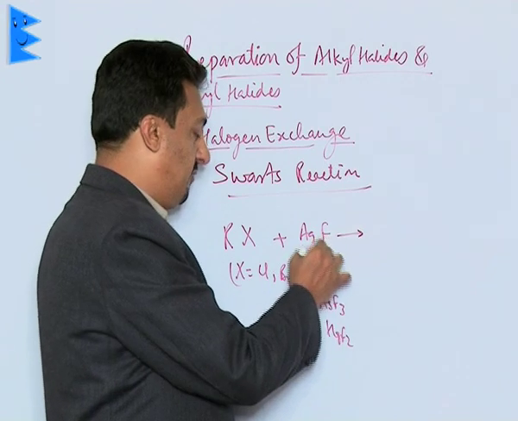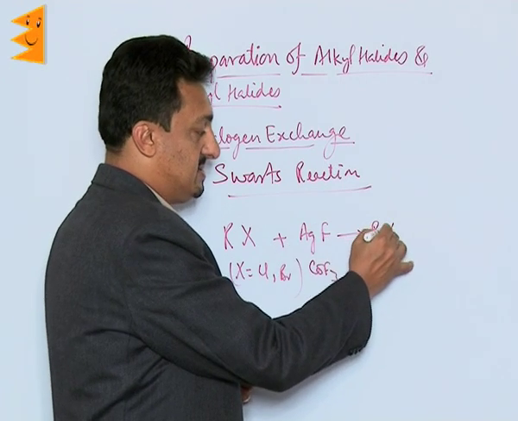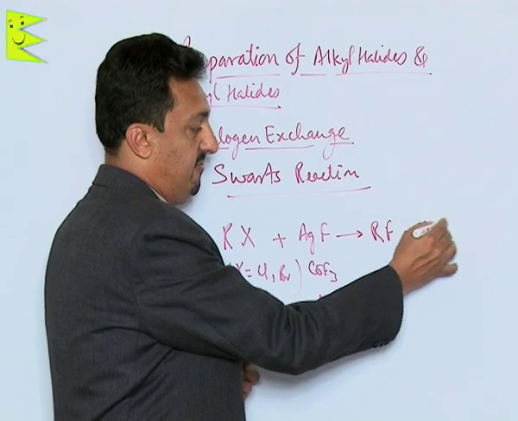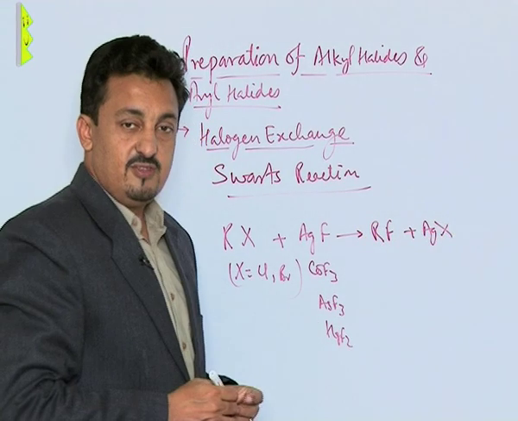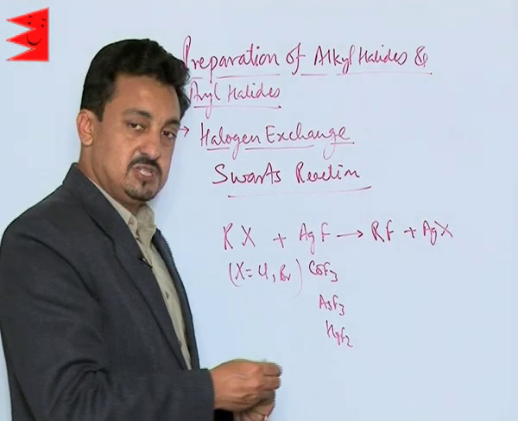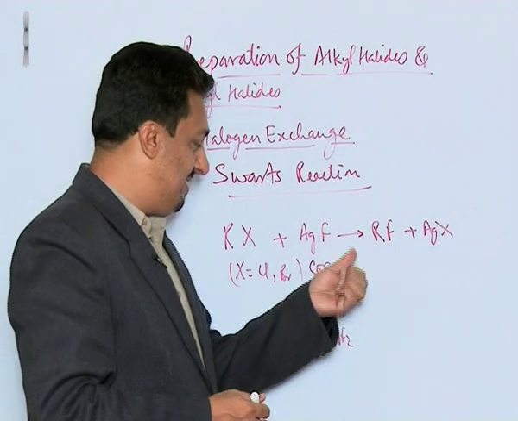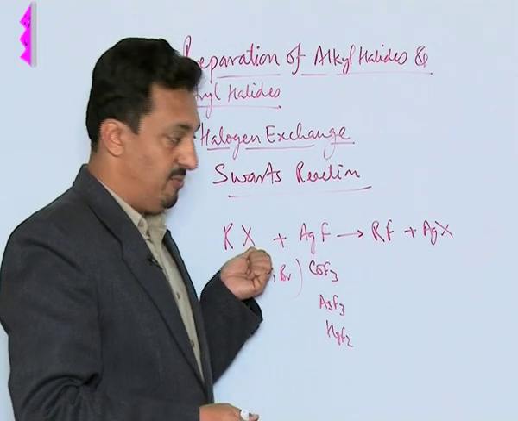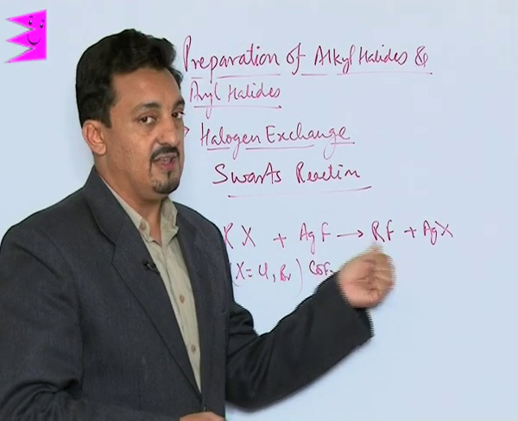When the alkyl chlorides or bromides are heated with these metal fluorides, fluoride easily replaces the halogen, chloride or bromide, and forms alkyl fluoride, and the AgX correspondingly comes out. So this again is a very simple reaction in which the metal fluorides easily replace the chlorides and the bromides, and what we get is the corresponding alkyl fluoride.